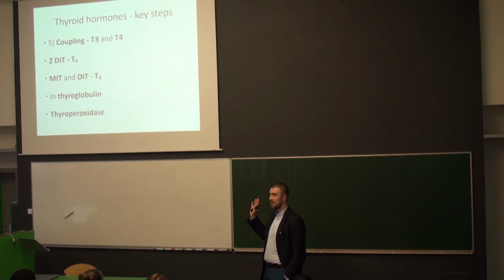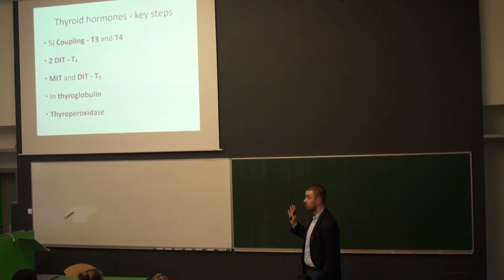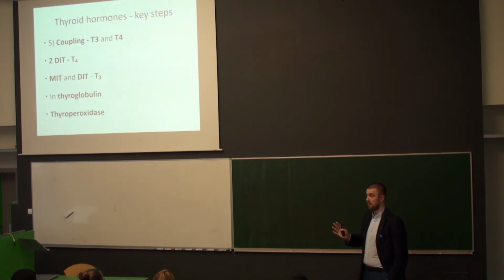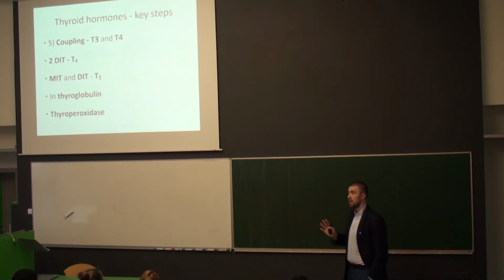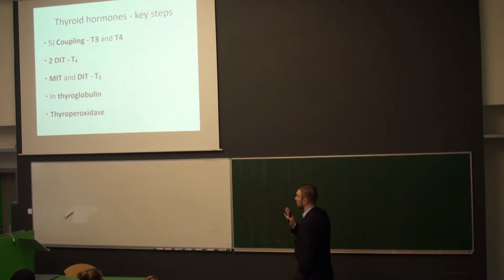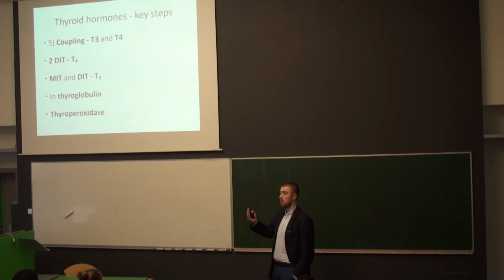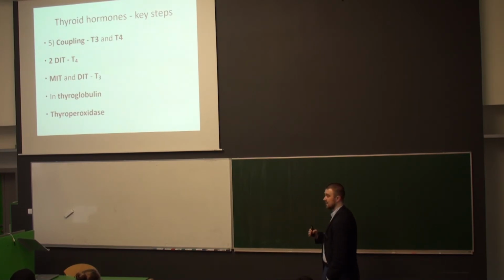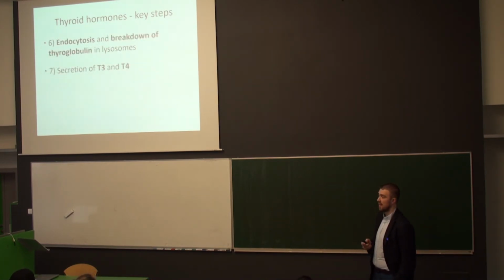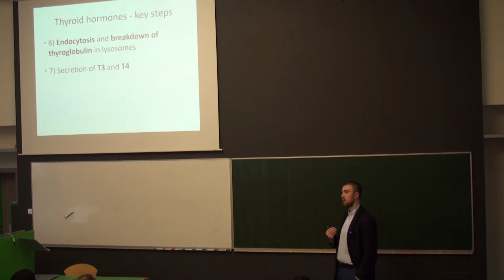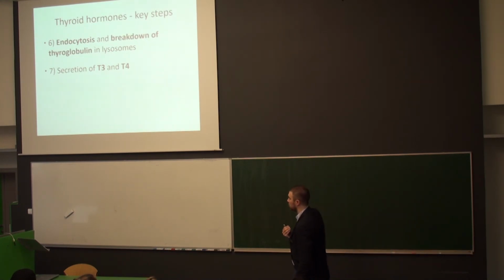All these steps are done inside the colloid. So after this phase, we can say a simple thing. Everything is in colloid, nothing is active. The thyroid hormones are inside the molecule of thyroglobulin. Therefore, we have to return inside the cell, and in the last phase, you will release the thyroid hormones. How do you do it?